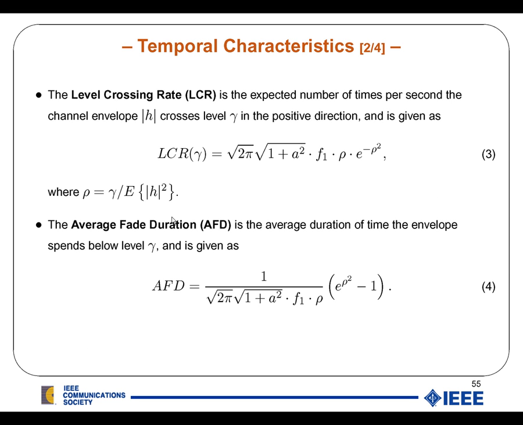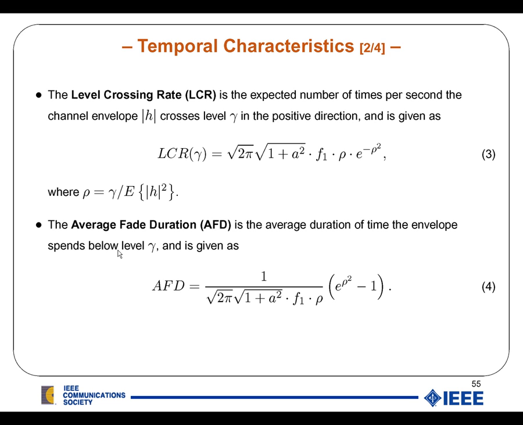The level crossing rates and the average phase durations have also been derived, where the level crossing rate is defined as the expected number of times per second the channel envelope crosses a level gamma in a positive direction, and the expression is given here, where F1 is the Doppler frequency, ρ is the normalized level, and A is the frequency shift which has been given before. The average phase duration is the average duration of time the envelope spends below a certain level gamma, and has also been derived by the authors, given by that expression here.